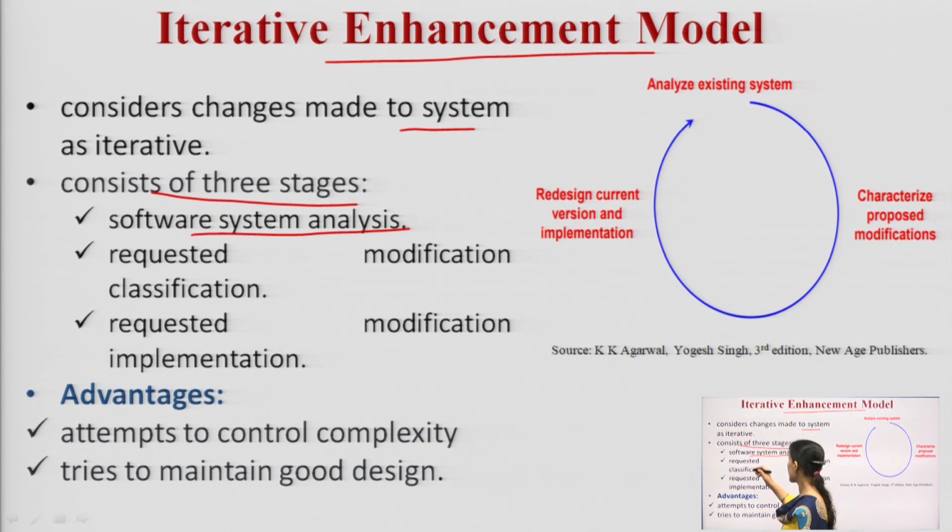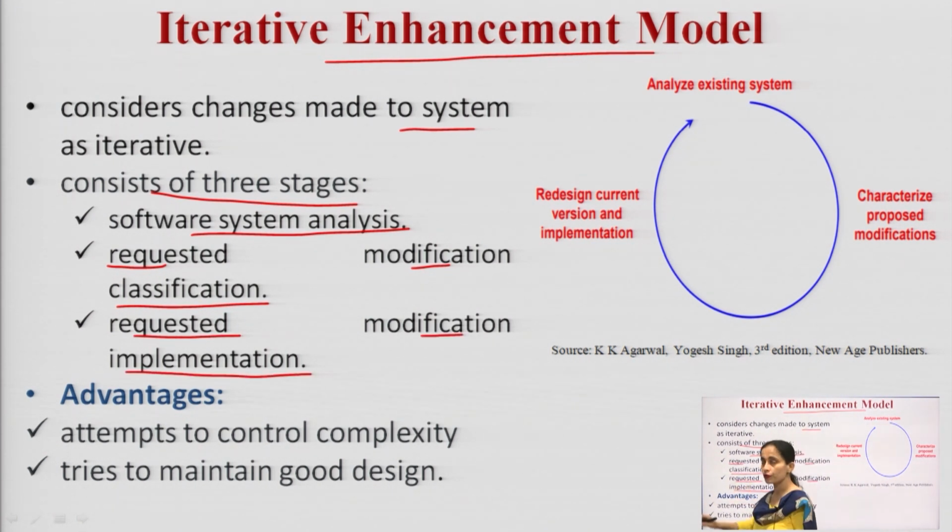Then the second phase is the requested modification classification, which means how the modification in the existing software should be classified. Then the third phase says how the requested modification should be implemented. So, in these 3 phases, let us see the diagram.